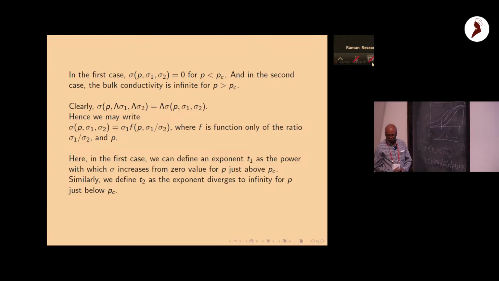So here what people do is that they define an exponent called T1, which is the rate at which sigma increases above pc in the 0, 1 network. And they define some exponent called T2, which is the rate at which sigma diverges in the 1, infinity problem on the left. And the question is, can you relate at least these exponents, T1 and T2? Based on all the things you already know, nothing new is required to solve this problem.